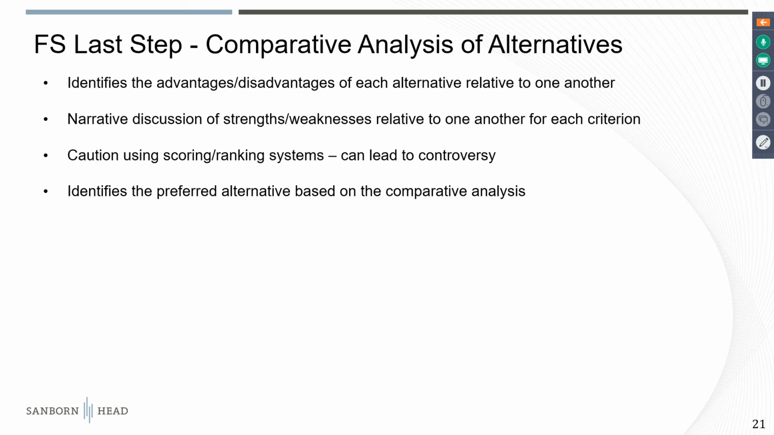And I'm not aware that any state guidance or rules actually incorporate a numeric ranking system for comparing alternatives, but I'd be happy to hear if others in the room are aware of such a thing. But I don't think any of the NUMOA states have anything like that. So this is more of a qualitative comparison of each alternative against each other. And ultimately, you're looking to identify the preferred alternative based on that analysis.